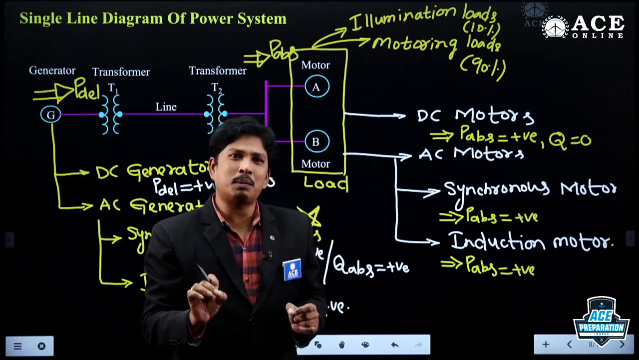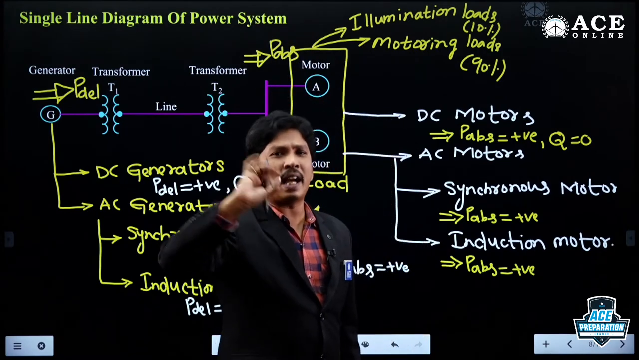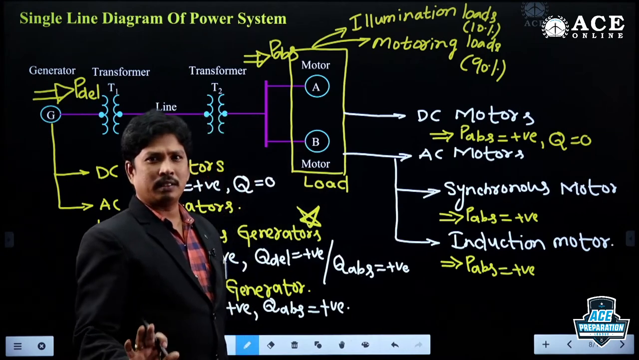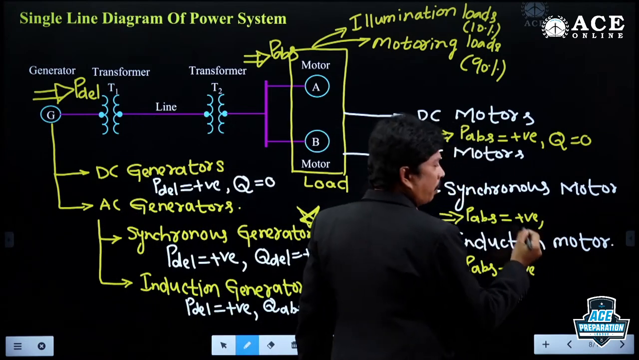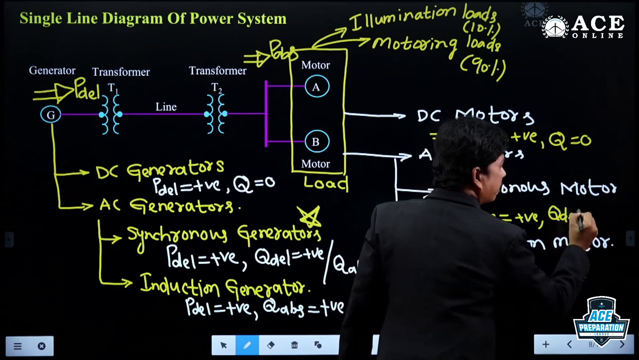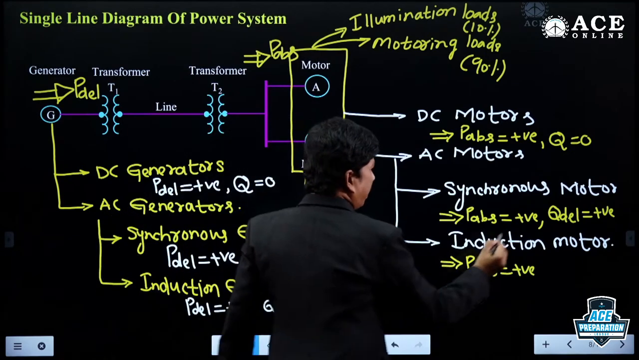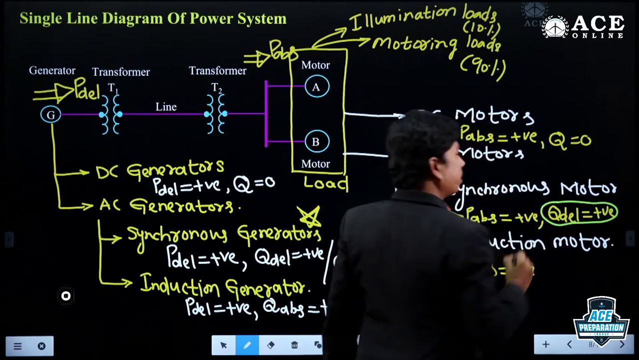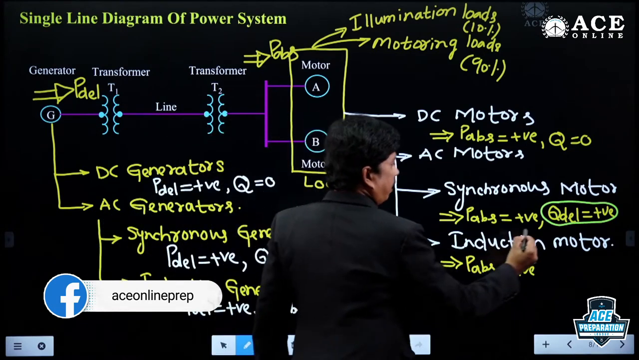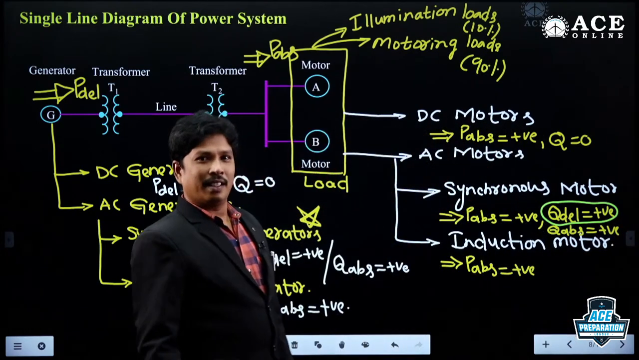The synchronous motor is the only motor in the universe which is able to deliver reactive power to the system. What is that? The synchronous motor. So we are controlling the excitation of the synchronous motor so that it can deliver some positive value of reactive power. Make it a separate one, the only motor in the universe which is able to deliver reactive power. And as it is a motor, it can absorb. It is absorbing some positive value of reactive power.